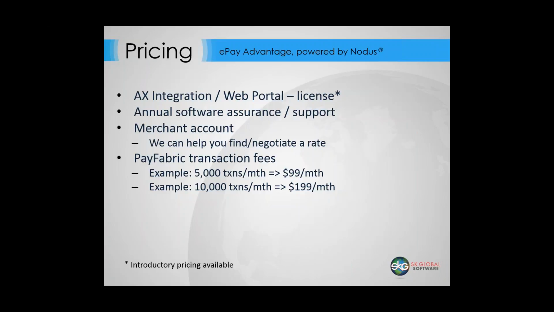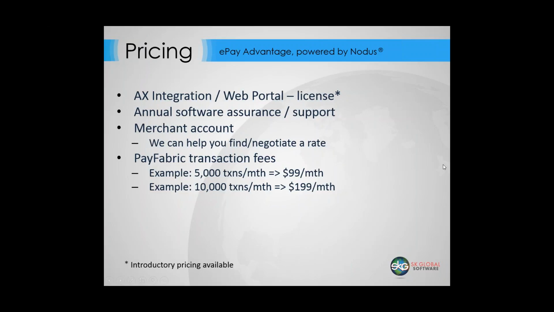So just as a wrap up, let's talk about pricing. How is the solution priced? There are 4 components to it. The first part is the AX integration web portal. It's just another module in our solution, priced on a license. You're all very familiar with how our other modules are licensed, I presume. As with any other perpetual license, there's an annual software assurance and support plan that goes along with it. There is a merchant account that's required.